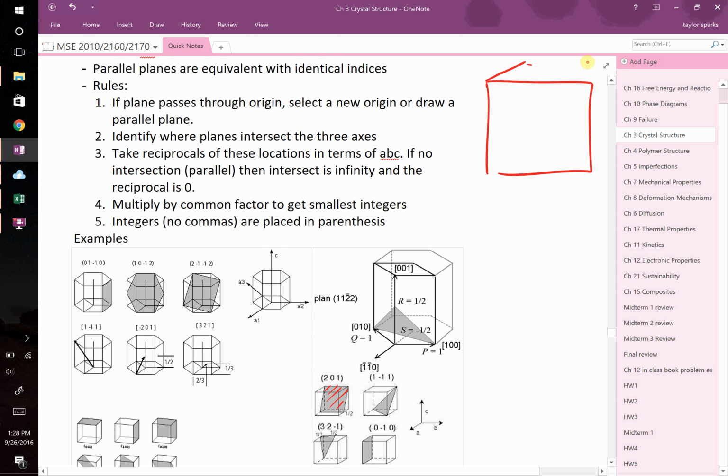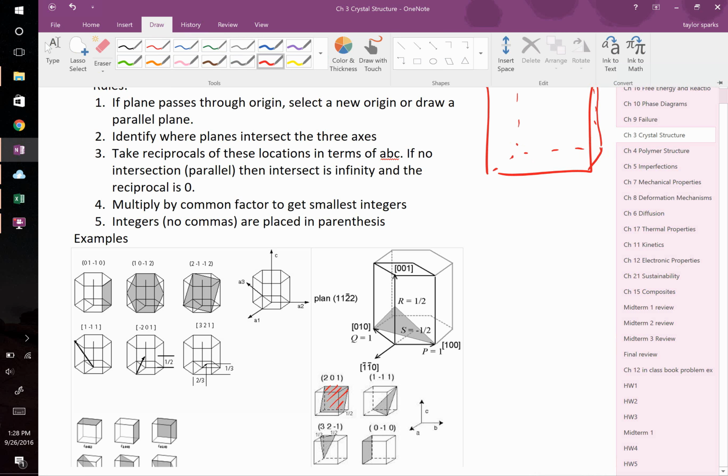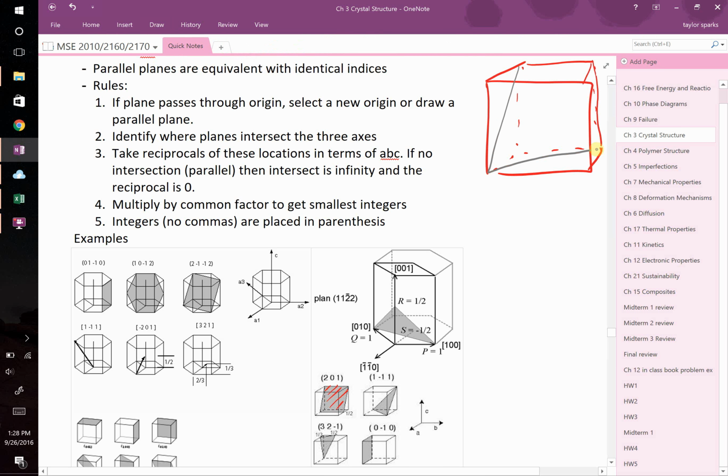So let's say we've got a structure. If we're trying to do this plane, that one there, and we want to label it, I need to pick an origin. I would not pick right here because my plane goes through it. I want to pick something else. So let's pick that back corner. Okay, the next rule is identify where the plane intersects the 3 axes. It intersects the x at 1, the y at 1, and the z at 1, right? So this would be, in our case, 1, 1, 1.